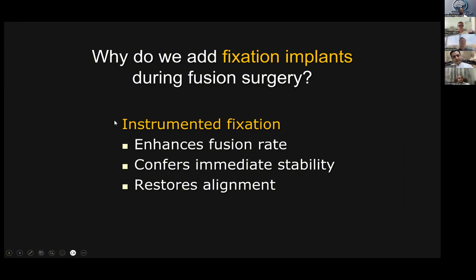Instrument fixation. Why do we add fixation implants during surgery? They enhance fusion rate, they confer immediate stability, the pain relief is immediate after surgery, and they restore alignment. Sometimes there is also some imbalance of sagittal or coronal alignment. So then we can restore it.